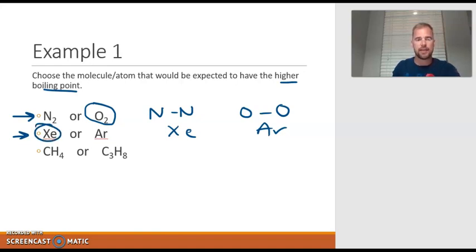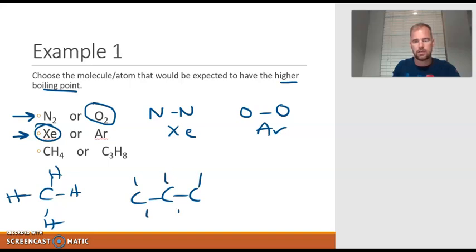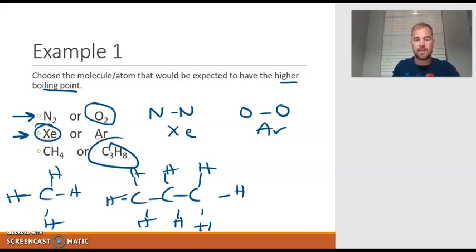And finally, we have CH4 versus C3H8. So we're looking at a 1 carbon chain, which is CH4, versus a 3 carbon chain, which would look something like this. Drawing all those hydrogens. So in this one, C3H8, for actually 2 reasons. Number 1, this one's obviously going to have more mass, but it's also going to have a higher surface area. And so that's like a double whammy. It's definitely going to be that.